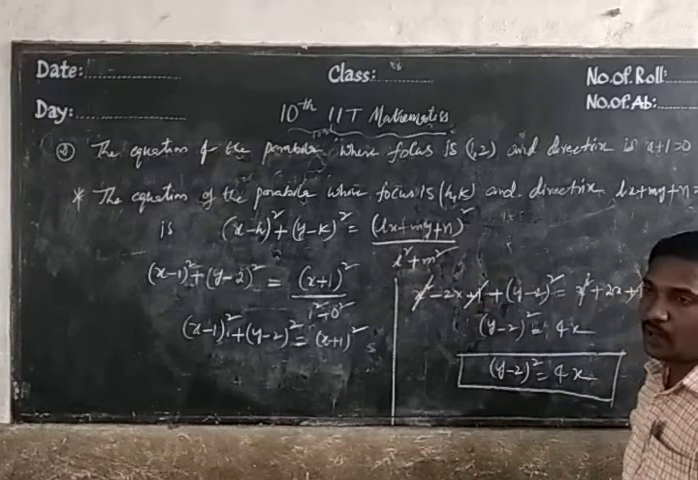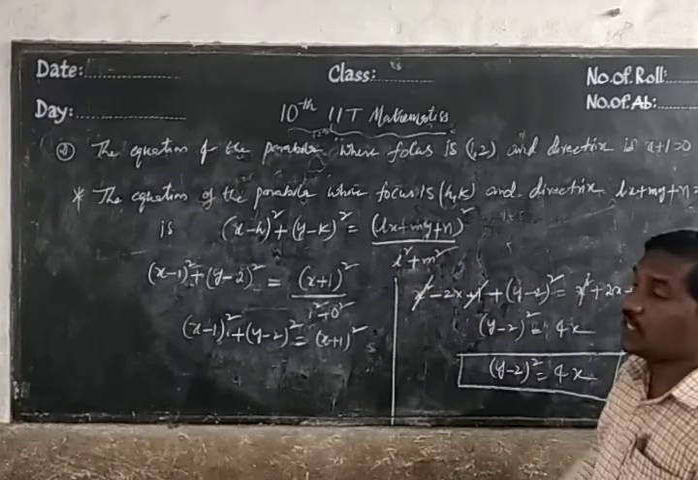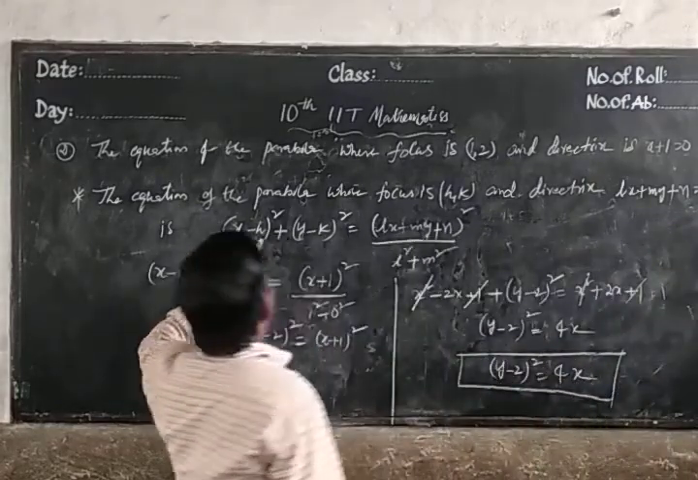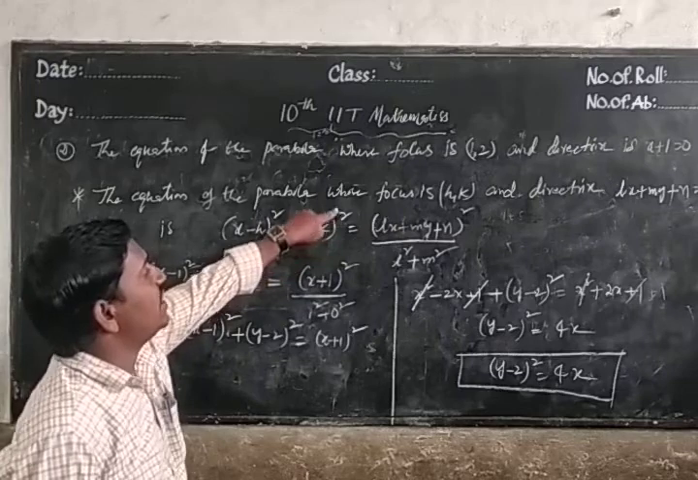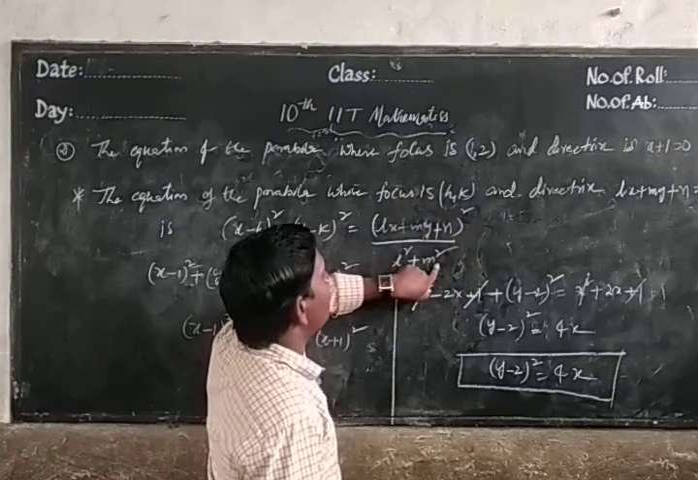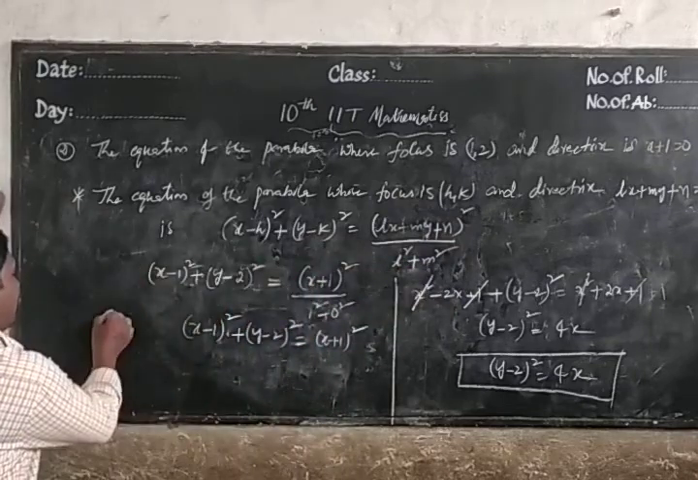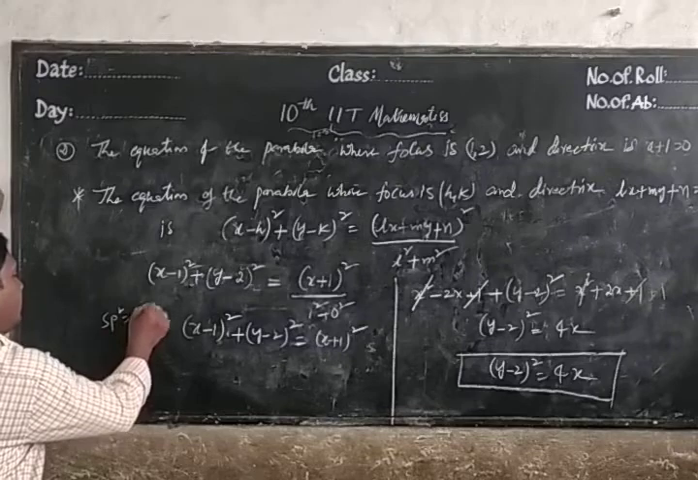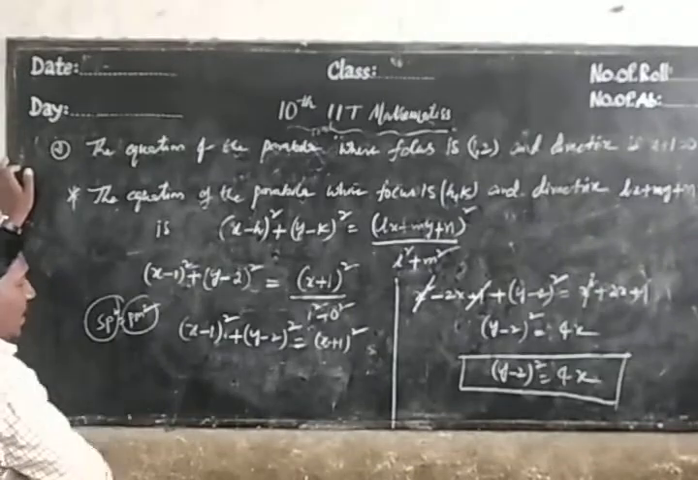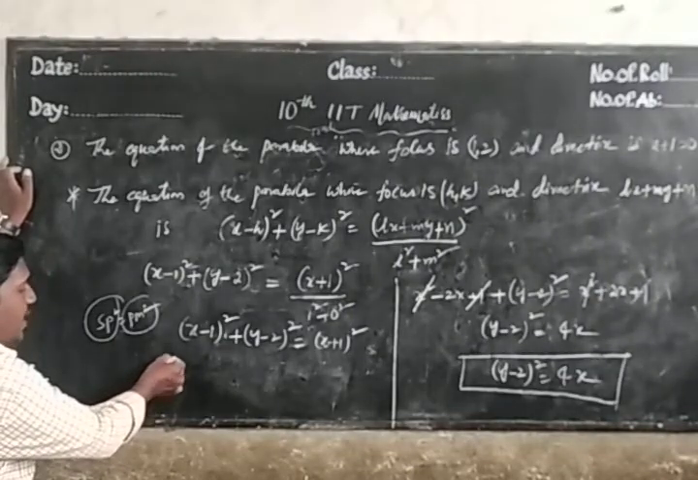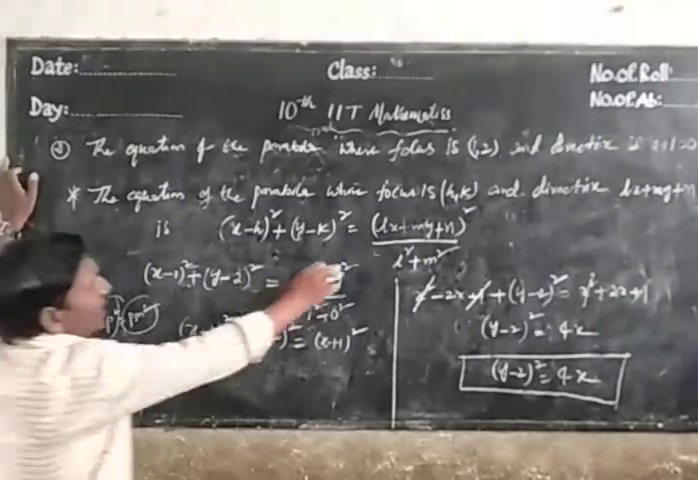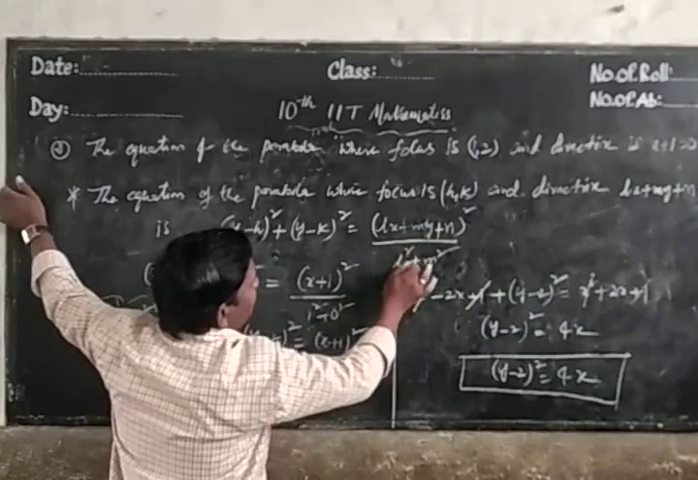The equation of the parabola whose focus is (h, k) and the directrix lx + my + n = 0. What is it? (x minus h) whole square plus (y minus k) whole square equal to (lx + my + n) whole square by l square plus m square. From SP square equals PM square. SP square means the distance between the 2 points. PM means the perpendicular distance from the point P to directrix L.